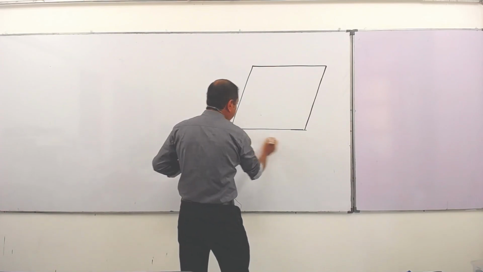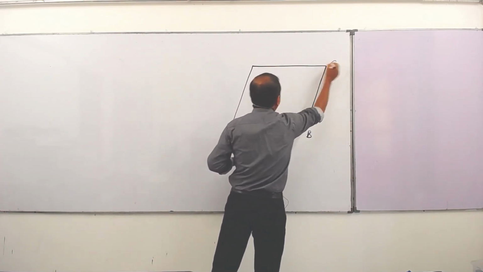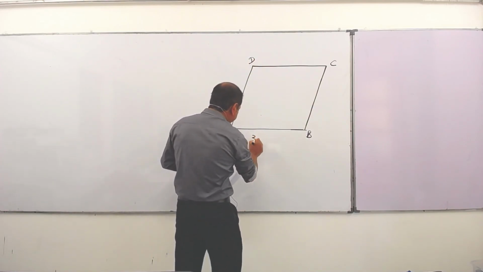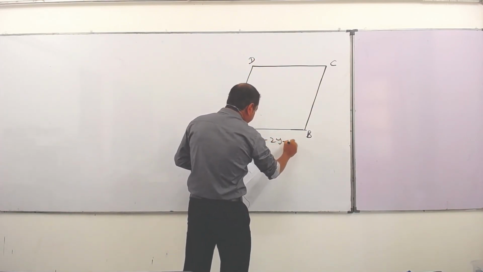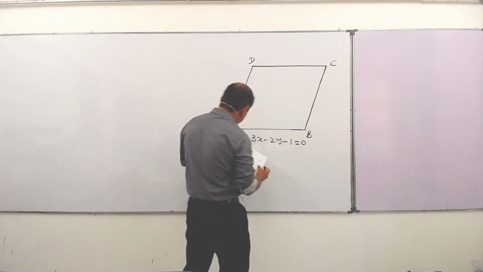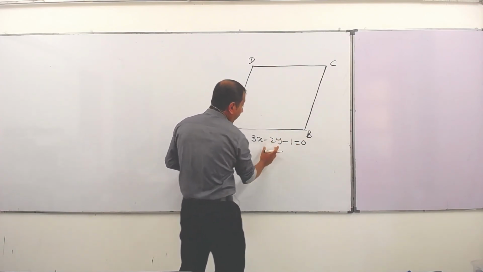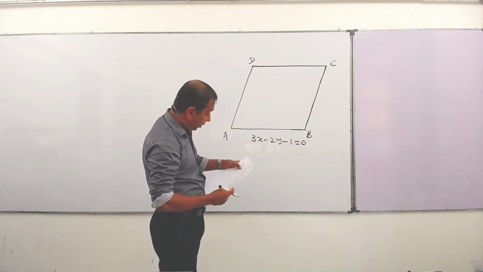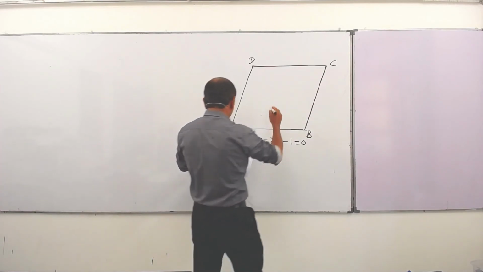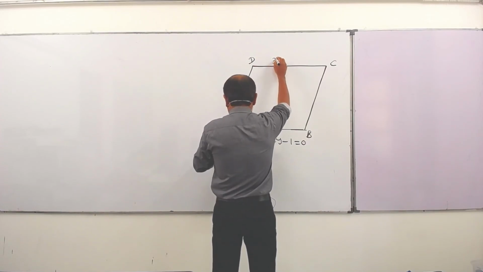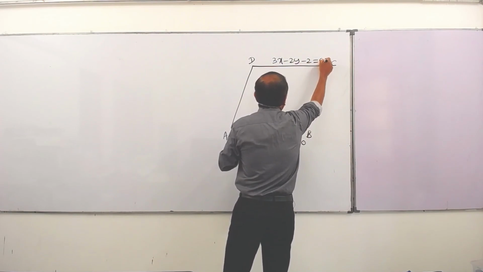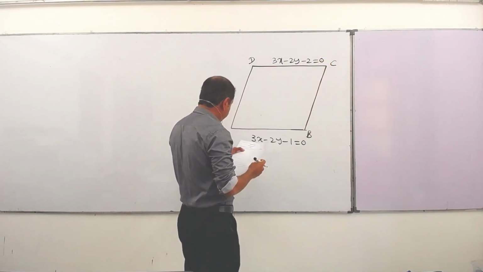I'll take the vertices as A, B, C, D. One side is 3x minus 2y minus 1 equals 0. Then its parallel side should have the first two terms the same. It is 3x minus 2y minus 2, therefore 3x minus 2y minus 2 equals 0.